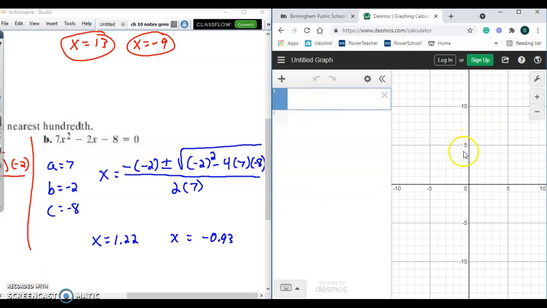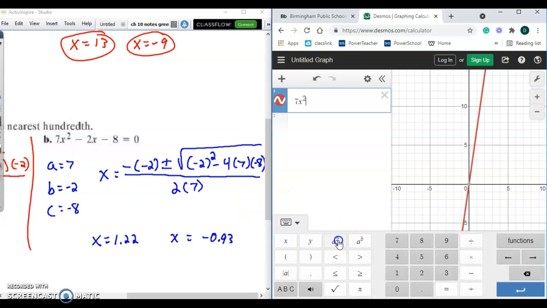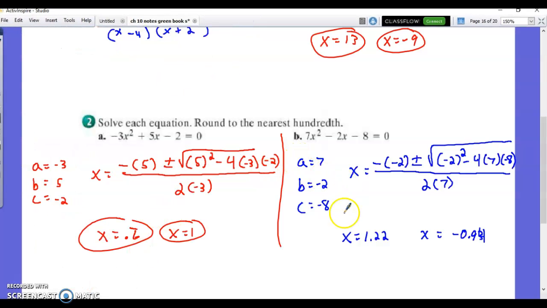So again, I brought up the Desmos graphing calculator. I'm going to type this in there. So 7x squared minus 2x minus 8. You can see here where they cross the x-axis, 1.22 and -0.93, rounded to the hundredths. But either way, algebraically, this is how we can use the quadratic formula to solve for the x's in our graph. And you can use this for any of the equations, the factorable ones and the ones that are not factorable.